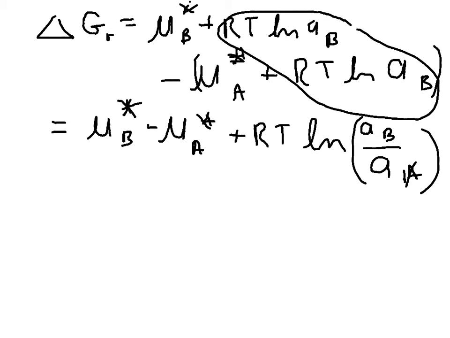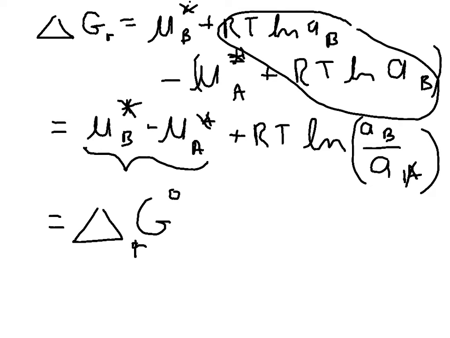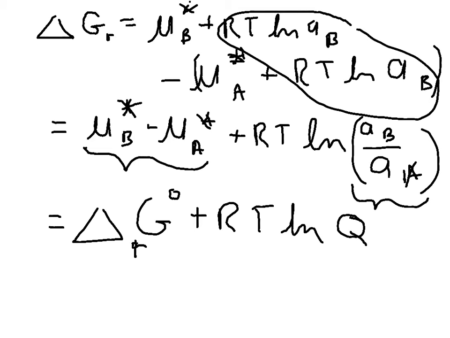And so we combine these, and then we can look at this term and say, hey, that is just delta G standard, right? That's the pure stuff. That's pure products minus pure reactants. And then we look at this term, RT log, and we've got the activity of products over activity of reactants. We're going to give this a name. We're going to call this Q, the reaction quotient.